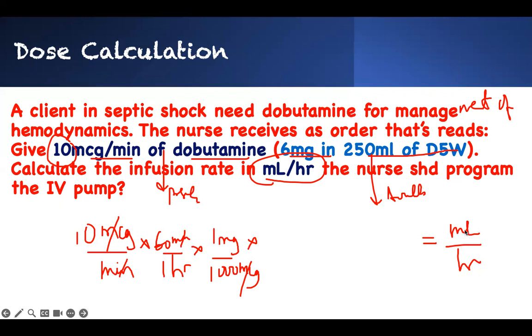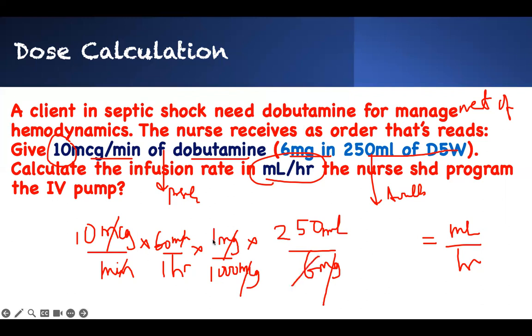Now I need ml over an hour. 6 milligram in 250 ml. I need to put the ml on top, 250 ml, right? ml on top, and put the 6 milligram down so that the 6 can cancel this. And you're done. All you need to do is just do the calculation, right?